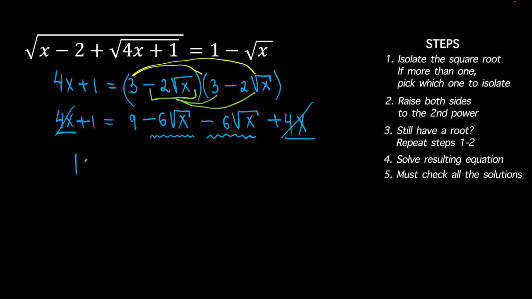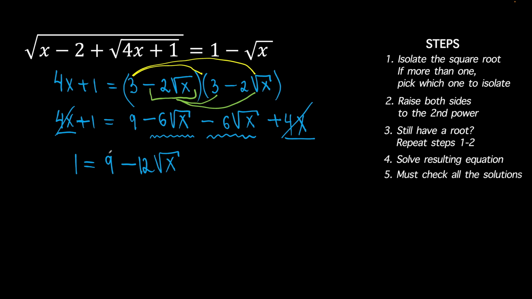So on the left we have 1, and on the right we have 9. Negative 6 minus negative 6 will be negative 12. Remember, square root of x. Very good. It's getting smaller. I love it. Now let's isolate our root in order to square both sides again.